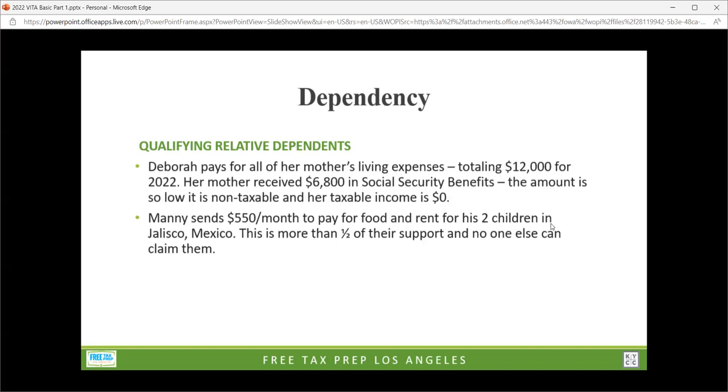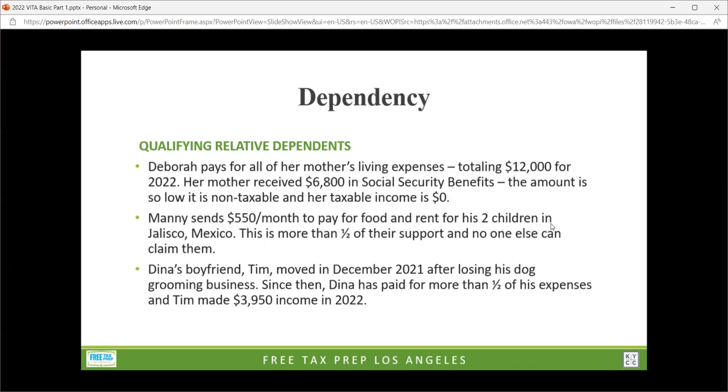Yes. Why? Because he's paying more than half of their support. Yes, they're living in Mexico, but remember, they could live in Mexico or they could live in Canada and he still could claim them. He's paying more than half of their support and no one else can claim them.